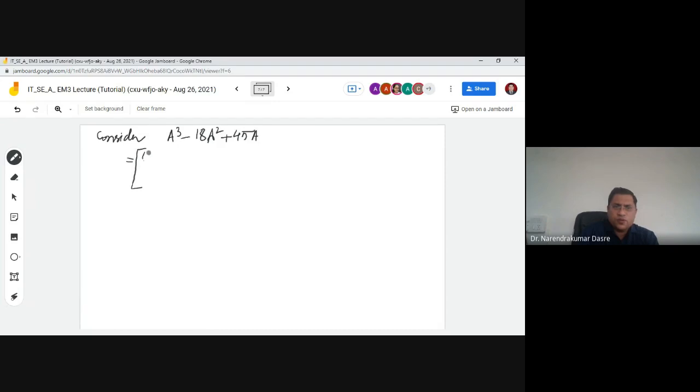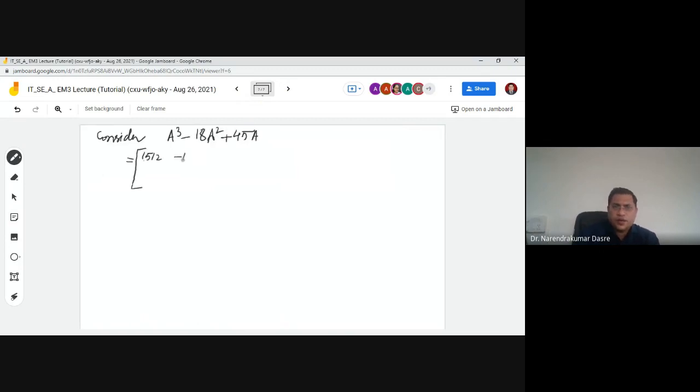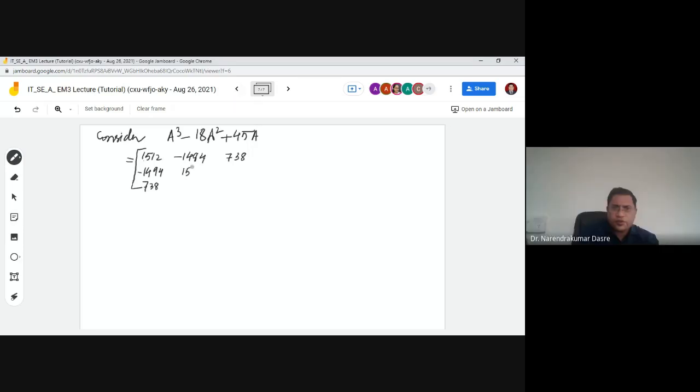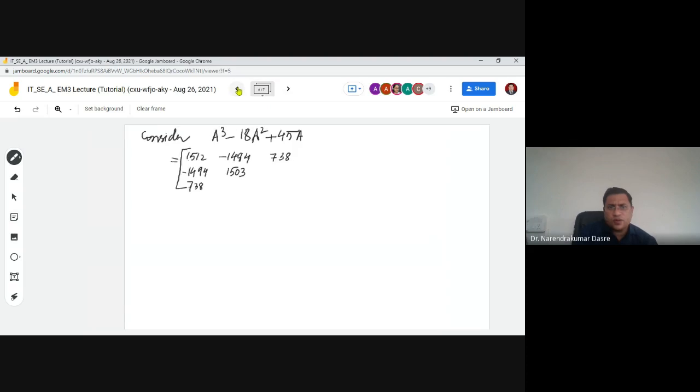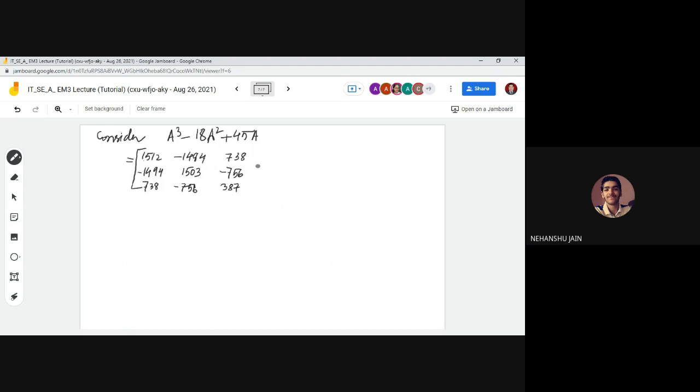So 1512, then the next entry is minus 1494, then 738. Then for the second row, B22 is 1503, B23 is minus 756, and then 756 and 387.